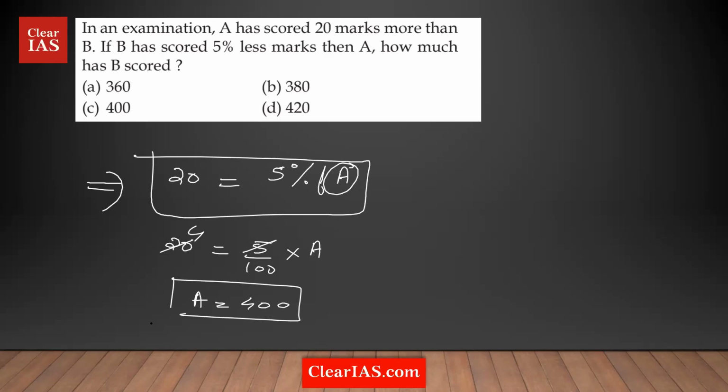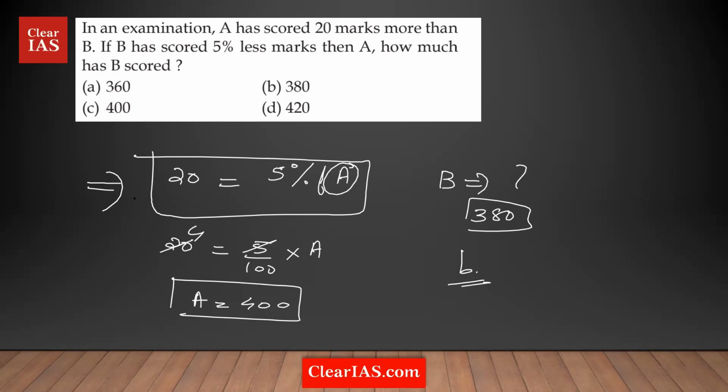You got the value of A. What you were asked to find? Value of B. So remember, always go through what they're asking in the question. So 400 is actually the trap answer. So A, what's the value of B? That's what they asked. So A got 20 marks more than B. So value of B is going to be 380 would be the answer here. Option B is actually the right answer.